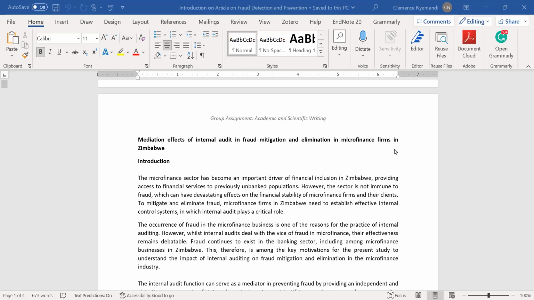We are inviting your comments, ladies and gentlemen, on the first two paragraphs of Nyamandi's group. In light of what we have been discussing, what do you think of these first two paragraphs vis-a-vis the topic?